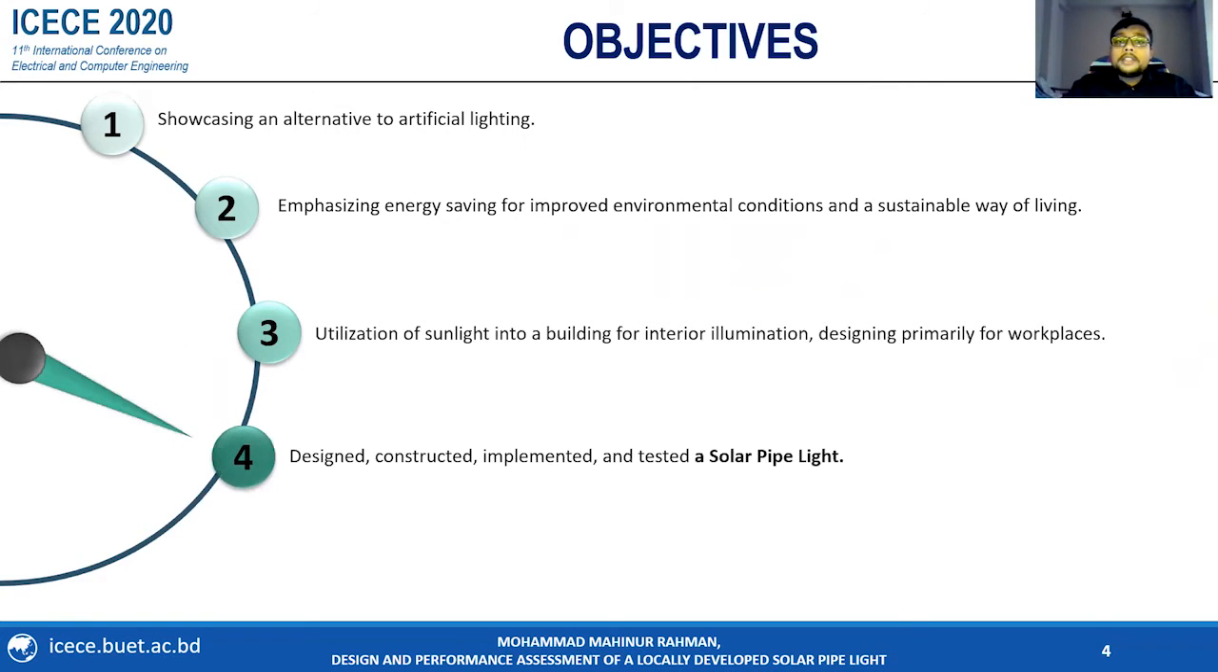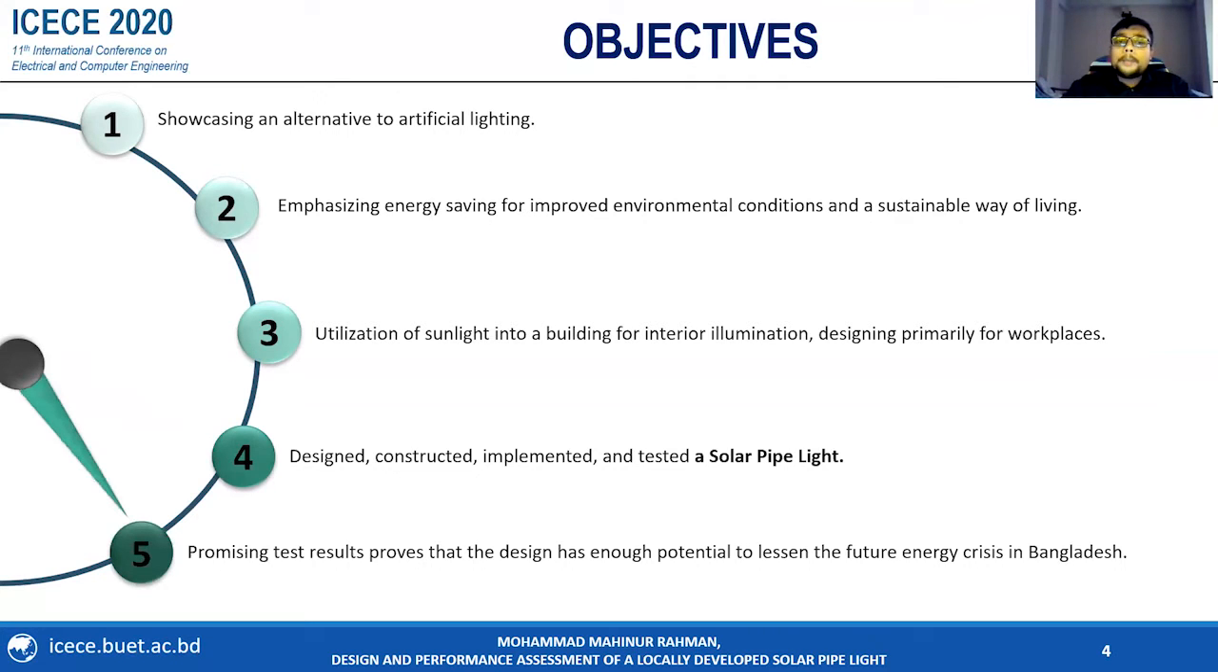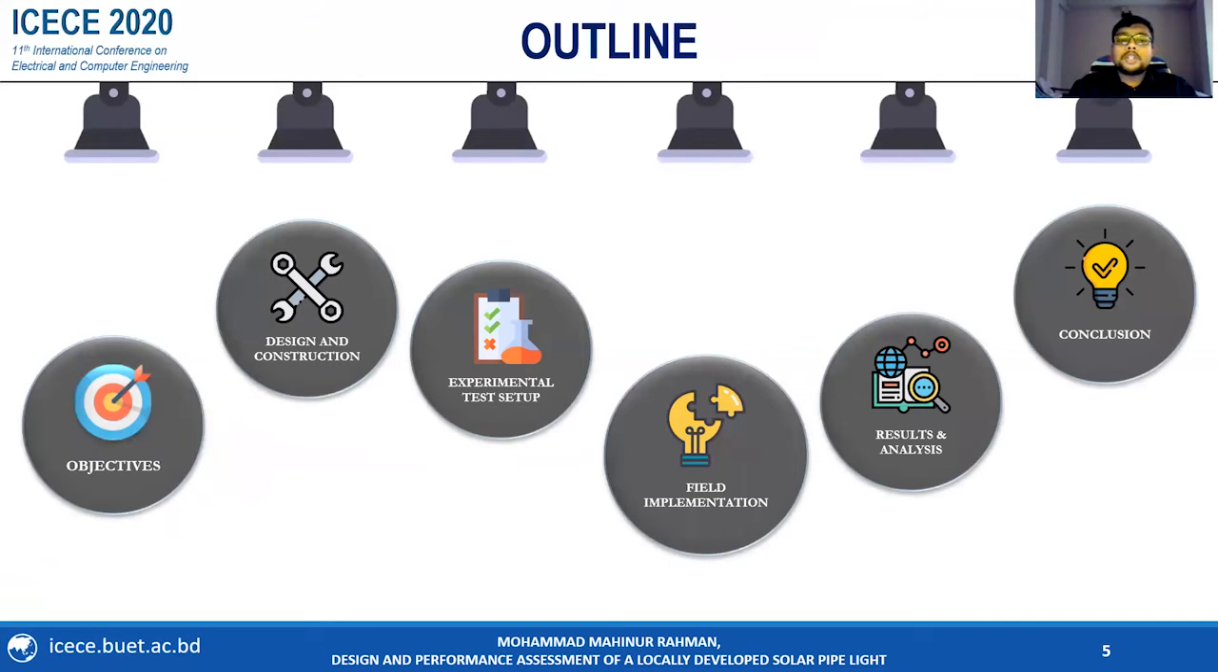And we have designed, constructed, implemented and tested a solar pipe light, and the results from the solar pipe light are promising and prove that the design has enough potential to lessen the future energy crisis in Bangladesh. These are the 5 objectives, and now we move on to the design and construction of our solar pipe light.